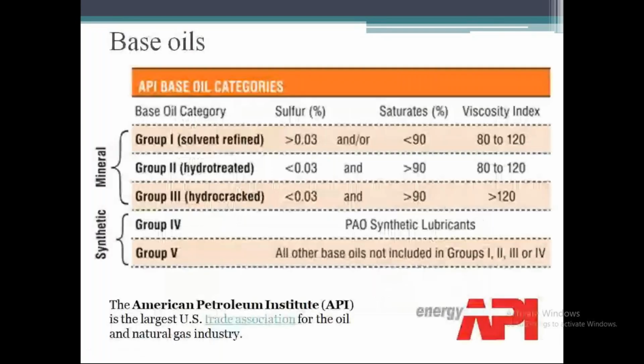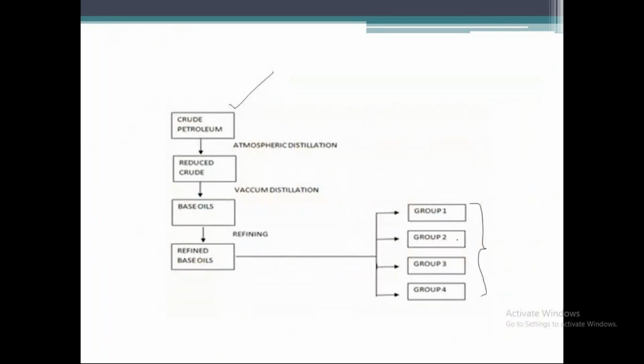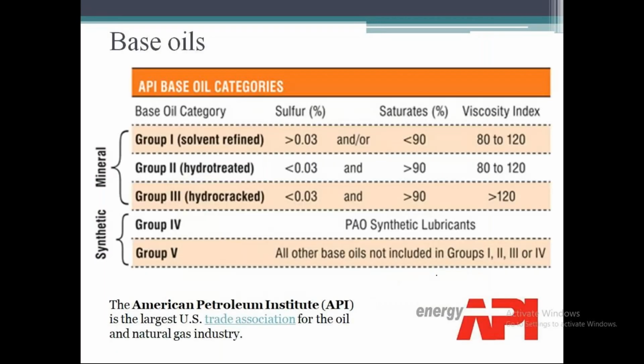So what is this group 1, group 2, group 3 and group 4? Again, it may be confusing for you. We'll see this table that will clear all your doubts. Group 1 is solvent refined. So this is the first refining process. There the sulfur percentage should be greater than 0.03%, and saturates will be less than 90%. And the viscosity index range is between 80 to 120.